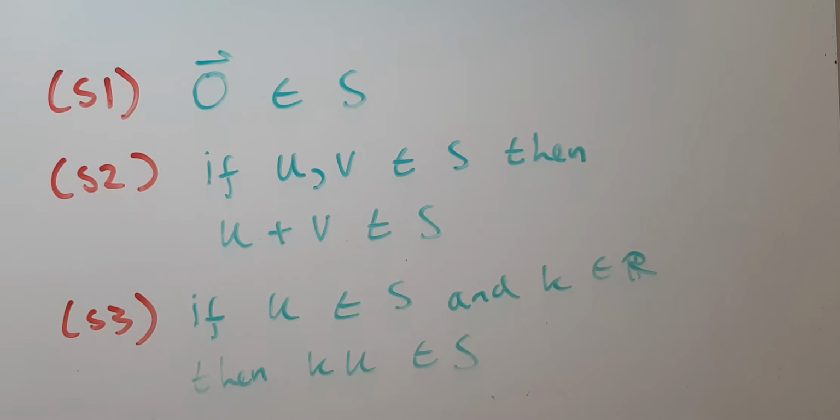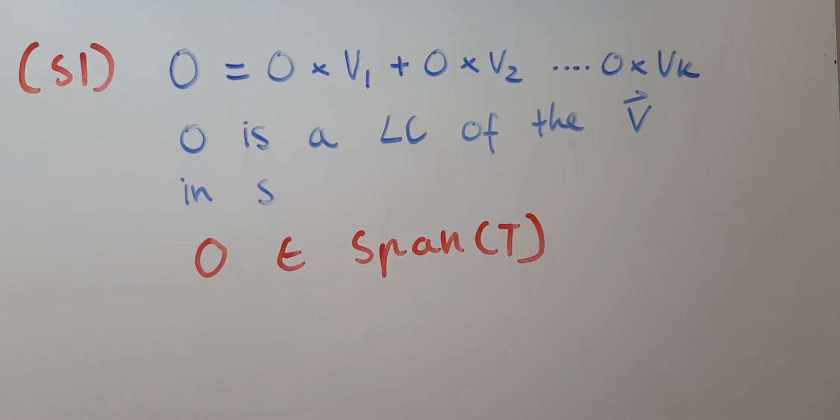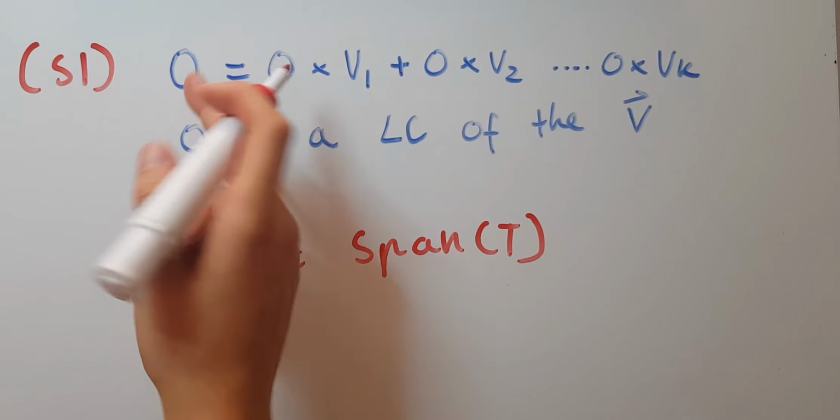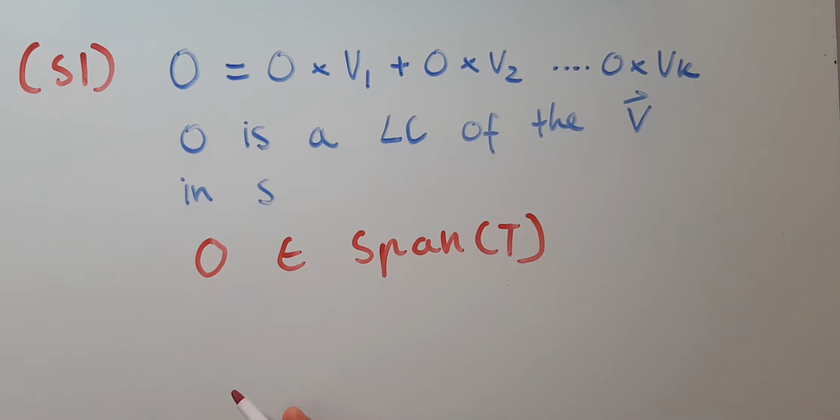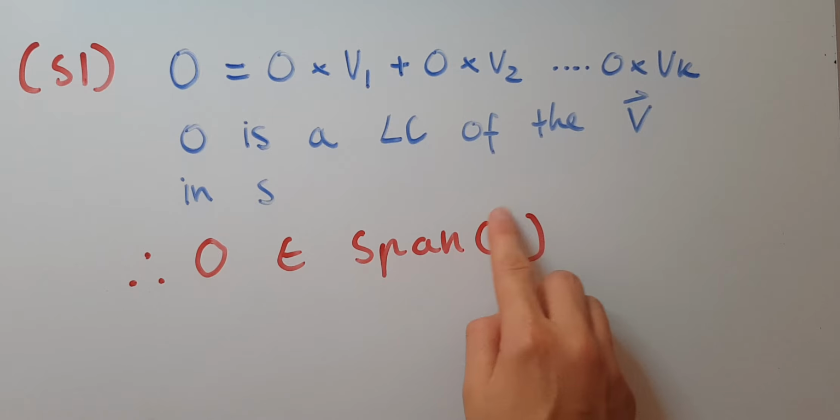So how is a spanning set, or every spanning set, a subspace? Firstly, if we equate every constant to 0, we will create a zero vector. So 0 is a linear combination of the vectors in S. Therefore, 0 is an element of the span S.